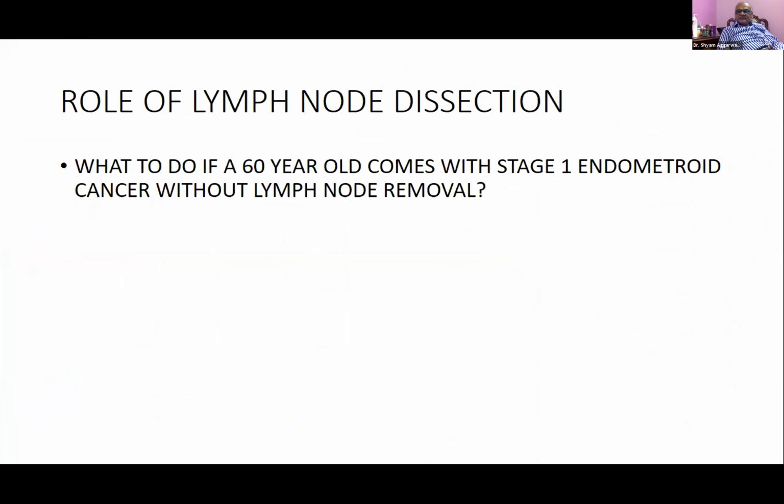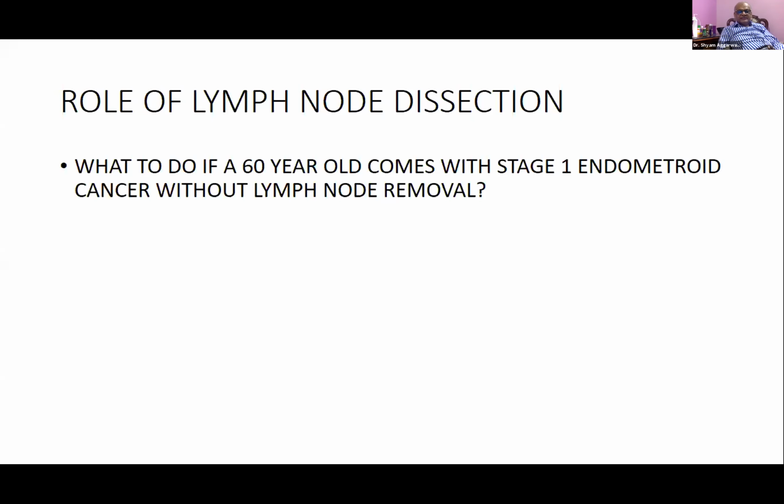So, okay, now this is another important point for the surgeons, I guess. If you get a patient from the periphery, a 60-year-old with stage 1 endometrial cancer without lymph node removal, what would you do in that scenario? Dr. Sunandan, please. Sir, it's a difficult situation generally. But what I would prefer is, if it is grade 1, I can suggest observation. Otherwise, I will go for complete staging surgery.